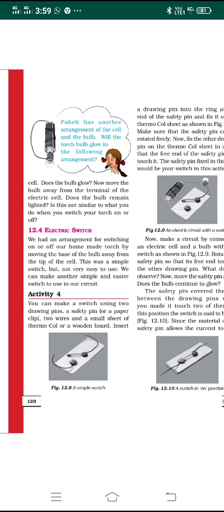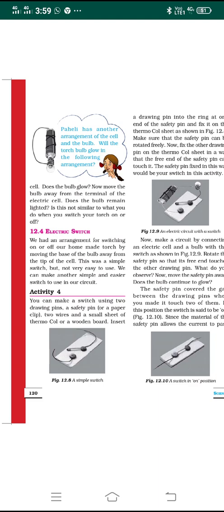So dear students, now you understand how to connect the bulb to the cell to make the bulb glow. Let us continue the remaining part of the lesson in the next class.